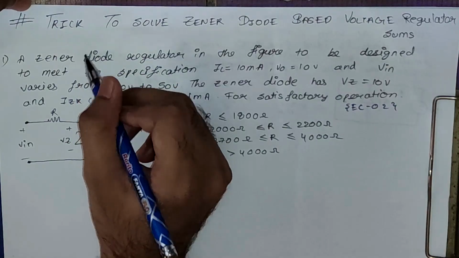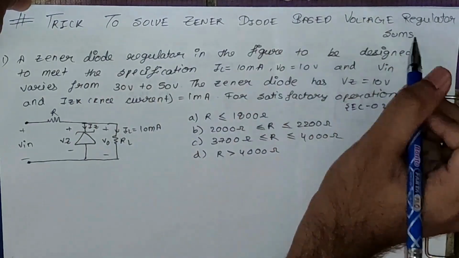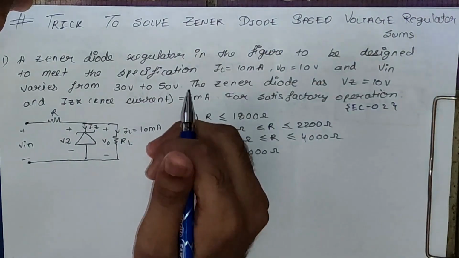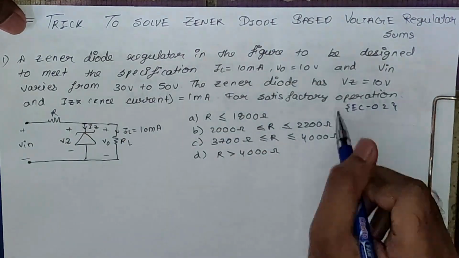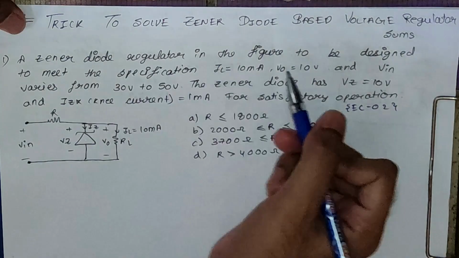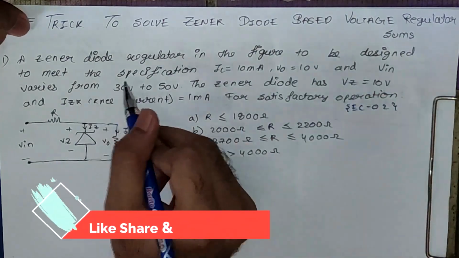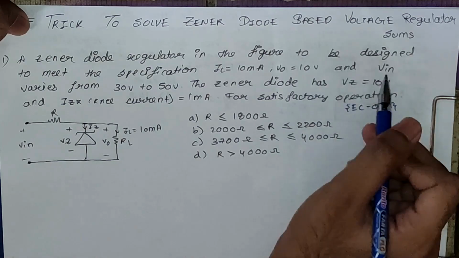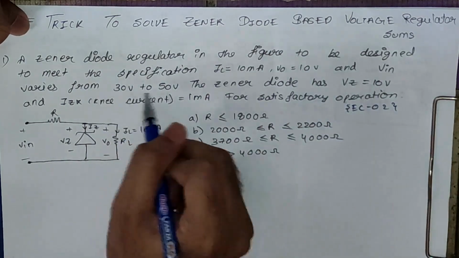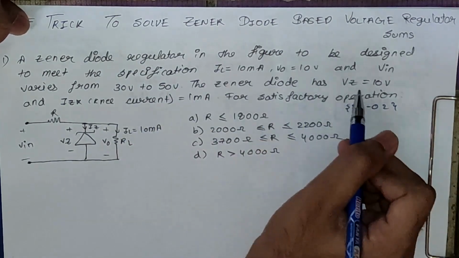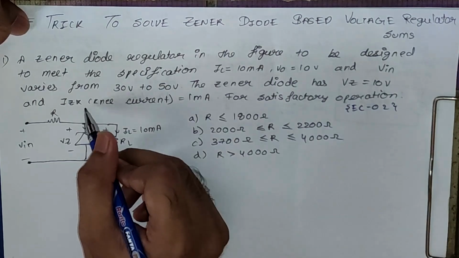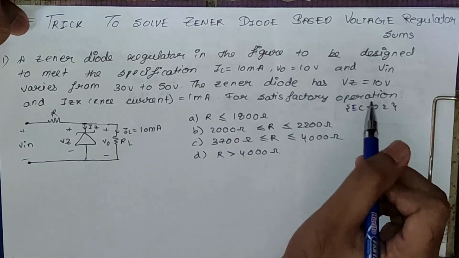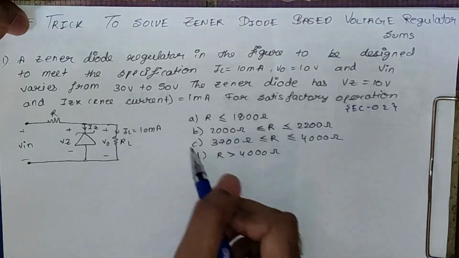Hello friends, today we are going to see the trick to solve Zener diode based voltage regulator sums. So let's jump directly to the sum and there only we will see the trick. The first sum is from EC 2002. A Zener diode regulator in the figure is to be designed to meet the specification IL 10 milliampere, VO equals 10 volt, and V in varies from 30 volt to 50 volt. The Zener diode has Vz equals 10 volt and IZK, basically knee current, is 1 milliampere. For satisfactory operation, what will be the correct condition?